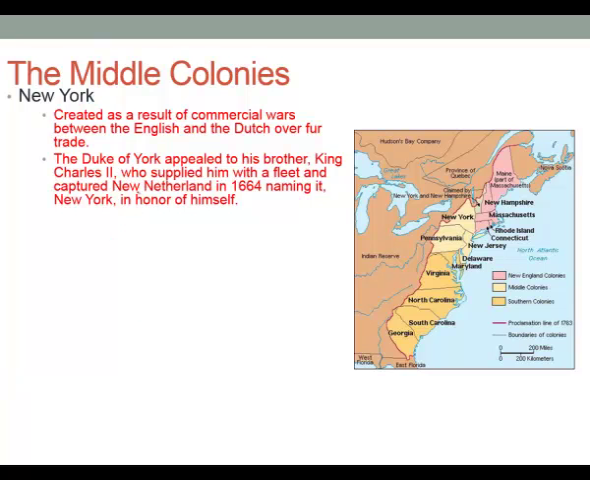Middle colonies, New York. Created as a result of commercial wars between the English and the Dutch. Now again, what was this called beforehand? New Amsterdam. New Amsterdam, New Netherlands. This is originally settled by the Dutch, but here's where it becomes English now. Okay, fur trade, boom, we have dollar signs. Okay, Duke of York, this is where New York is coming from. The Duke of York appealed to his brother King Charles II, supplied him the fleet, captured New Netherlands, 1664, naming it after himself. Why not, right? You conquered the land, it's yours.